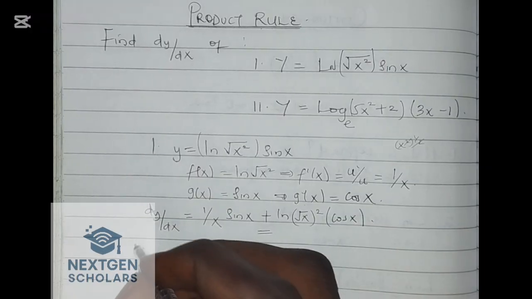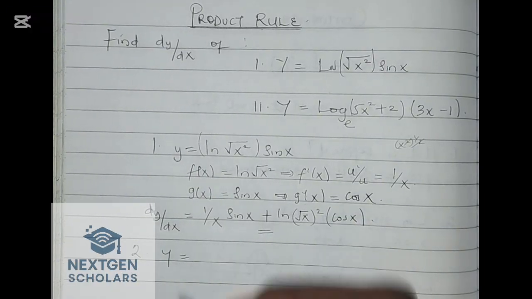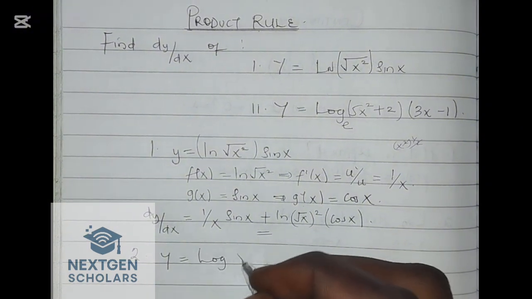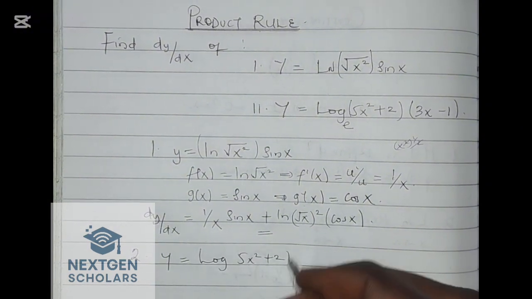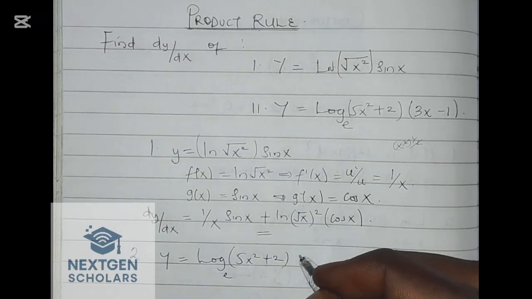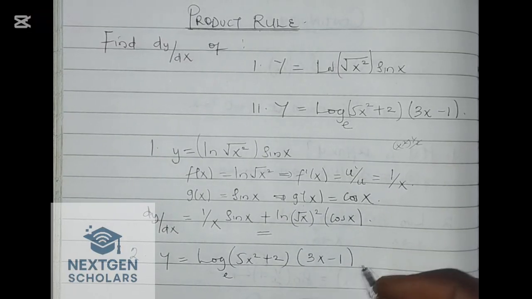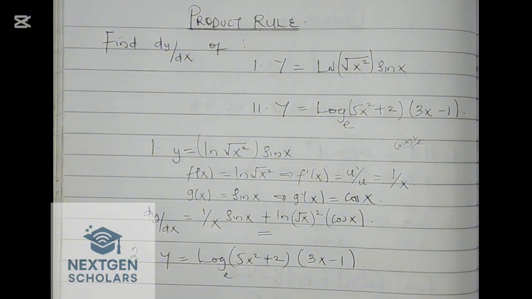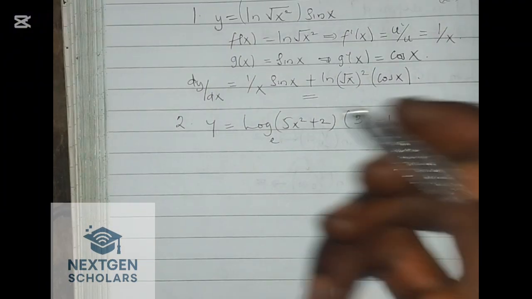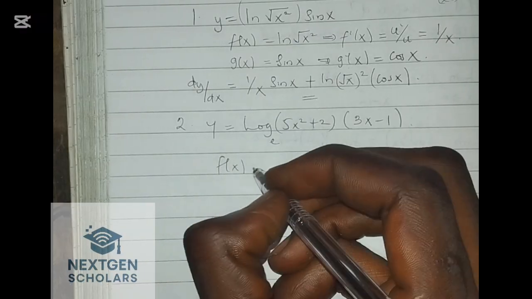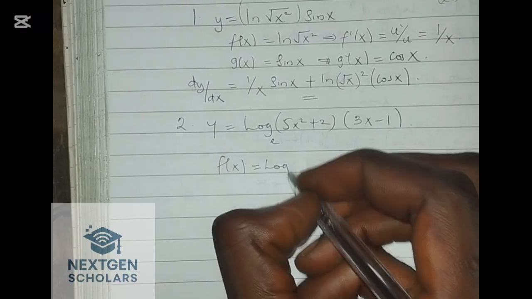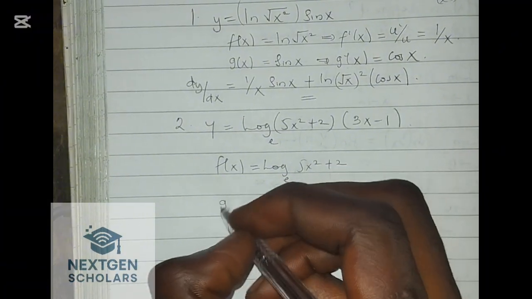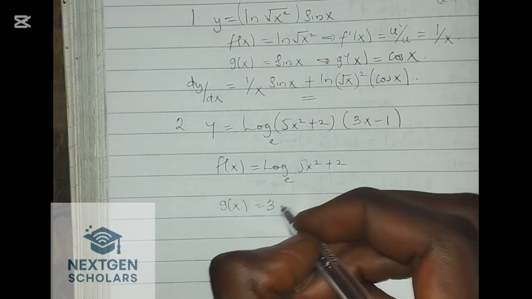And the second question says y is equal to logarithm of 5x squared plus 2 base e, multiplied by 3x minus 1. So let us pick our f of x and also our g of x. Our f of x will be either of the functions. I'll pick log of 5x squared plus 2 base e, and my g of x will be 3x minus 1.